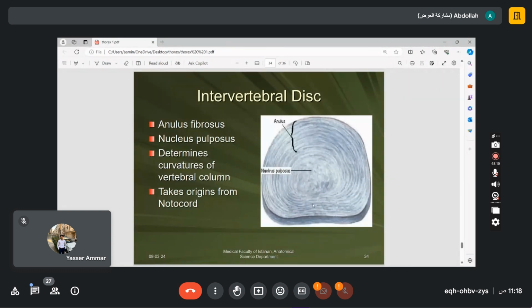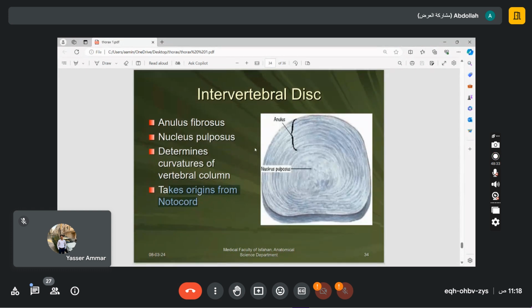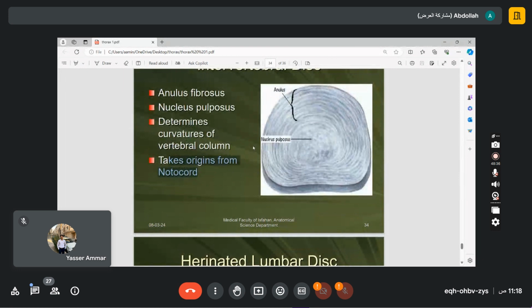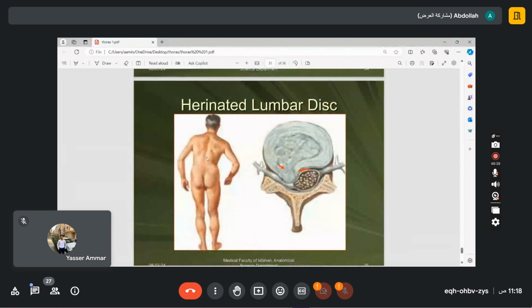Please keep in your mind in the final exam, for example, if I ask you the origin of the intervertebral disc, you'll say notochord. Notochord is the origin of the intervertebral disc. It's very important for the final exam. Look at this man. This man has a problem in these parts. Why? Because this part of the annulus fibrosus is damaged and caused the nucleus pulposus to enter the vertebral canal and push the nervous system in here.